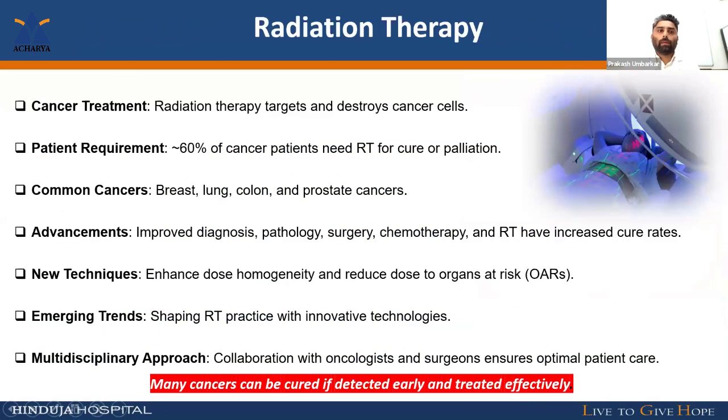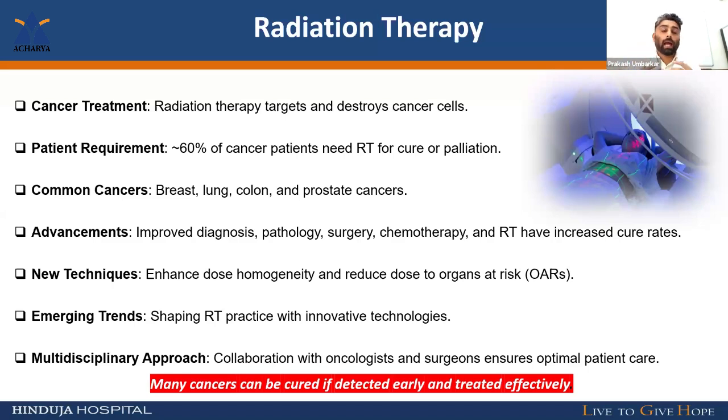So coming to the main point, my radiation therapy. What is radiation therapy? I know most of you are radiodiagnosis people, but I want to highlight what radiation therapy is. In radiation therapy, we basically use ionizing radiation to treat cancer patients. Radiation works to destroy the cancer cells and kill them in the particular area where we deliver the treatment.